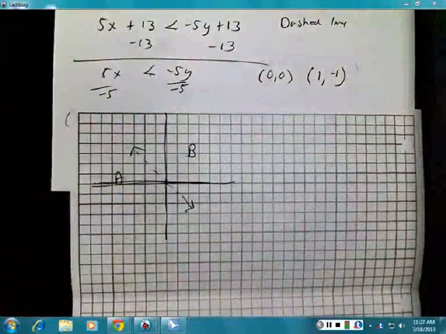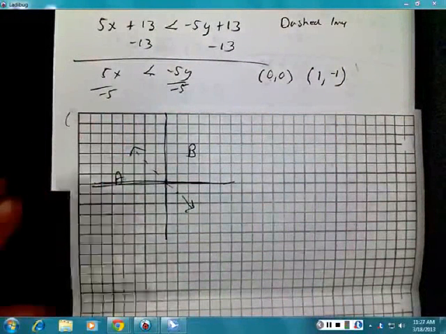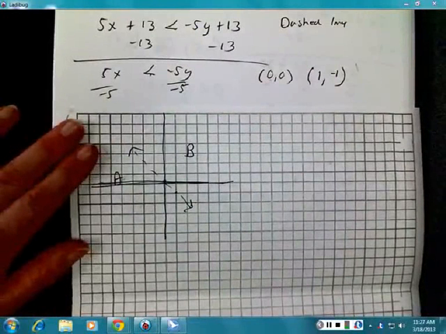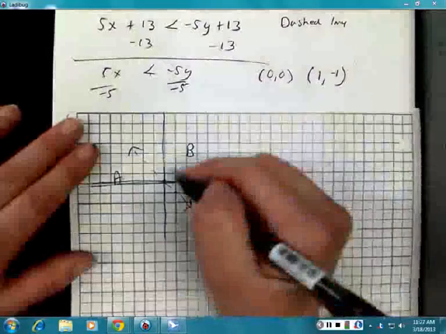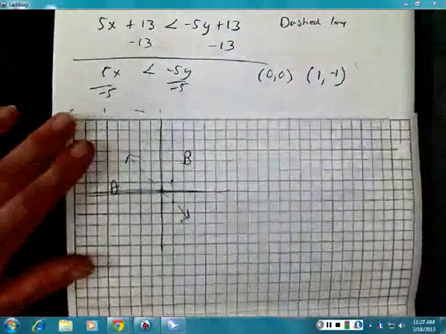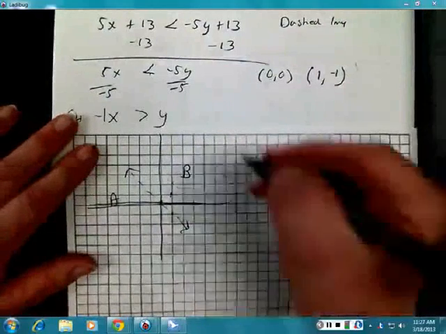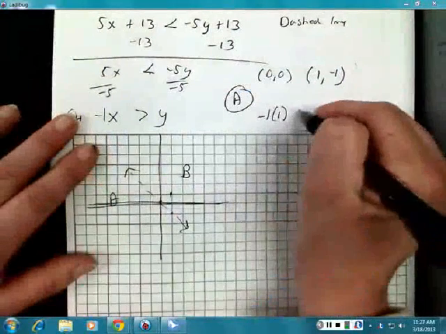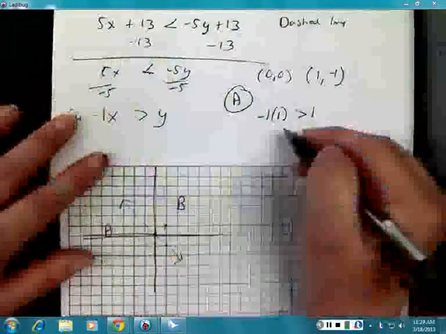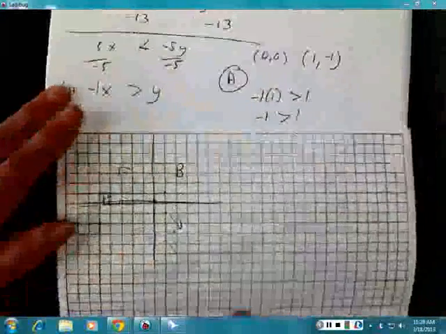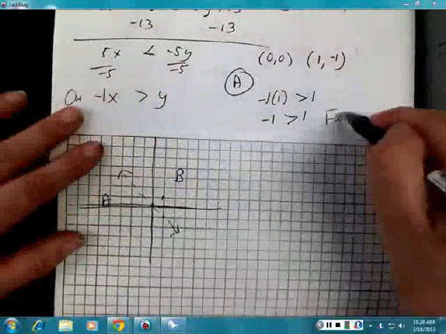They'll have this side labeled as A and this side as B. What side gets shaded? A or B? Should I say shade B or shade A? Well, if you don't know, pick your test point, which is 1, 1. Shade A? Okay. And so if I put 1 in here, -1 times 1 is greater than 1. Is that true or false? -1 times 1 is a -1. Is -1 greater than 1?